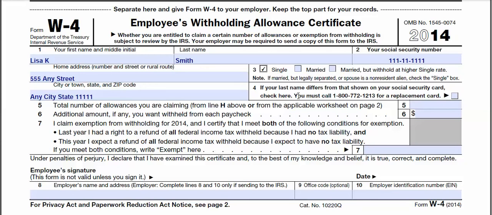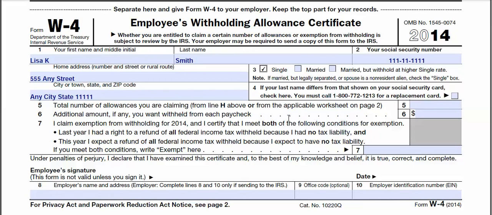Box number 4 will instruct if your last name differs from that shown on your Social Security card, you should check this box, and then you should also call this number to get a replacement card, and they will walk you through the steps necessary to make sure your name is recorded correctly on your new card.